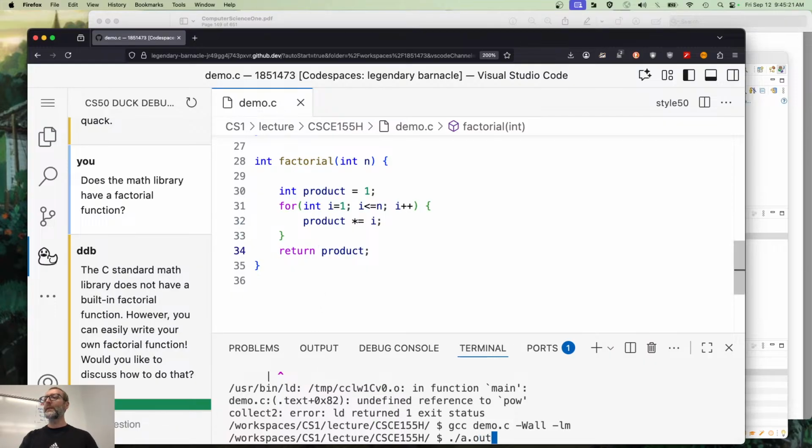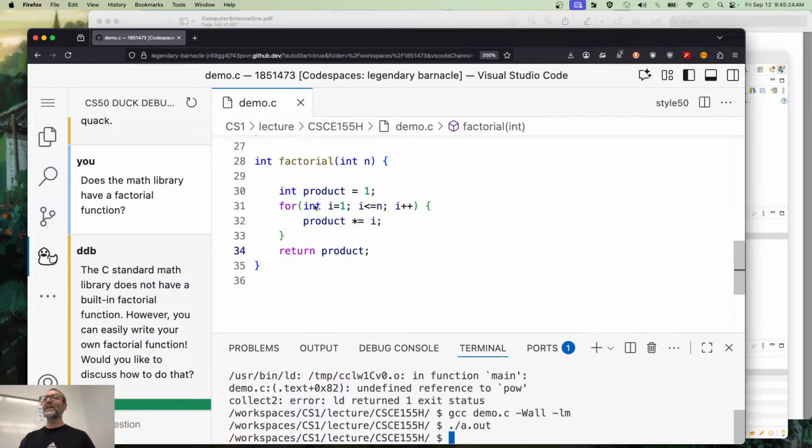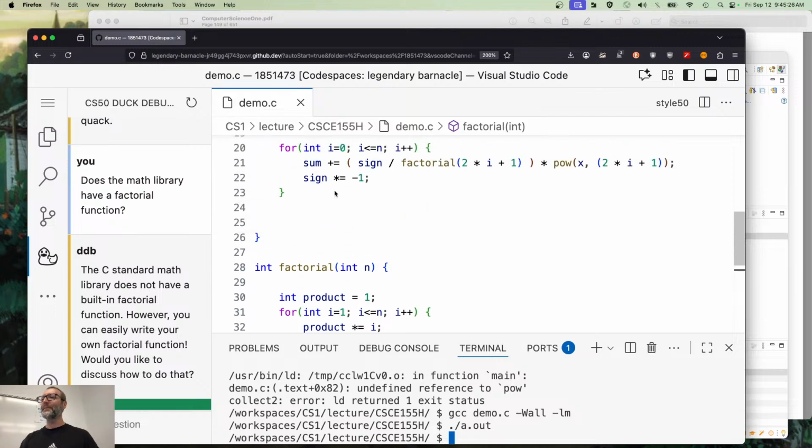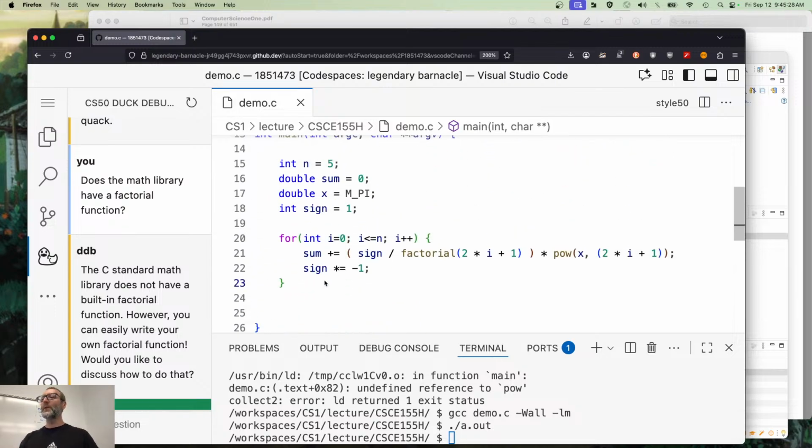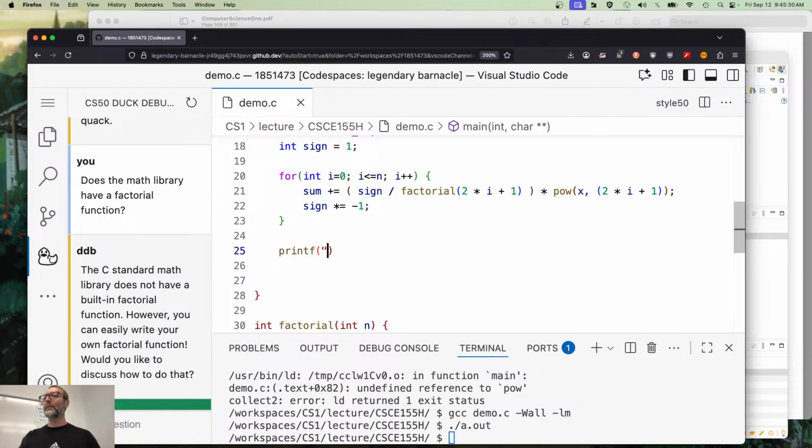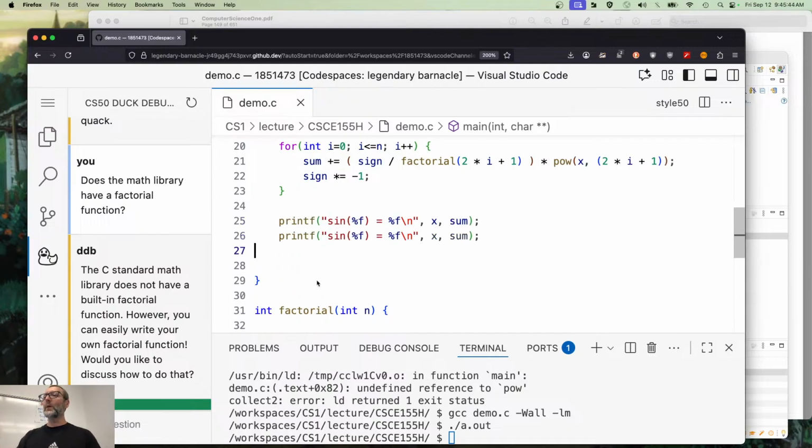Let's run this and see. We're not printing out anything, right? So we need to go back up and fix it. All right, so once we've computed it, we're going to output it, printf. Sine of %f, that's going to be x, is equal to %f and the line. And that's going to be x and then the sum that we actually computed. Also, what I want to do is output, say, sine of x.